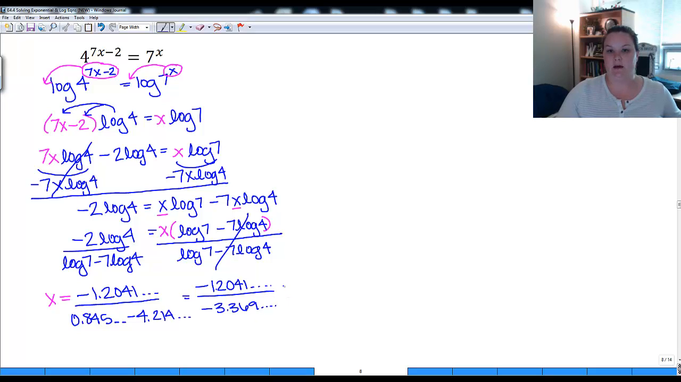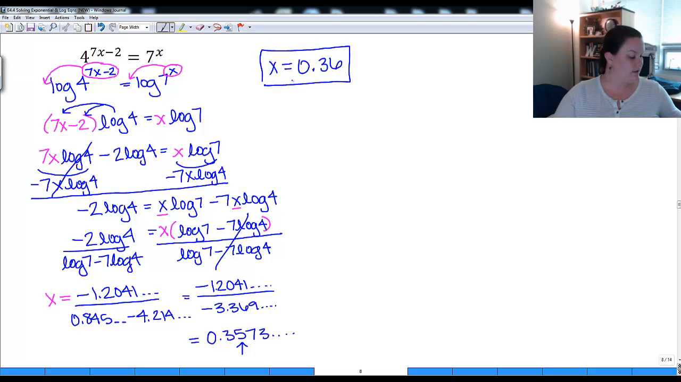So again, dividing these out, I end up with 0.3573, and it keeps going. And then I look at my nearest hundredth. Okay, so my hundredths place is the 5. Since there's a 7 behind it, it's going to bump it up. So I end up with x is equal to 0.36. Okay, again, because I don't have a log term, these are exponentials, I don't have to check my answer.